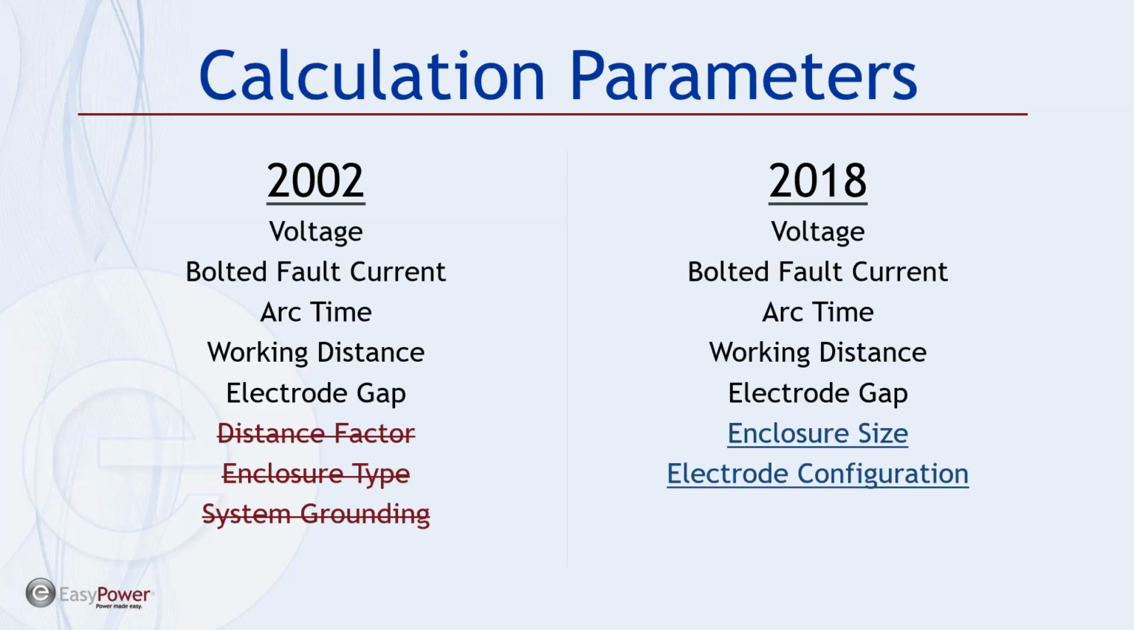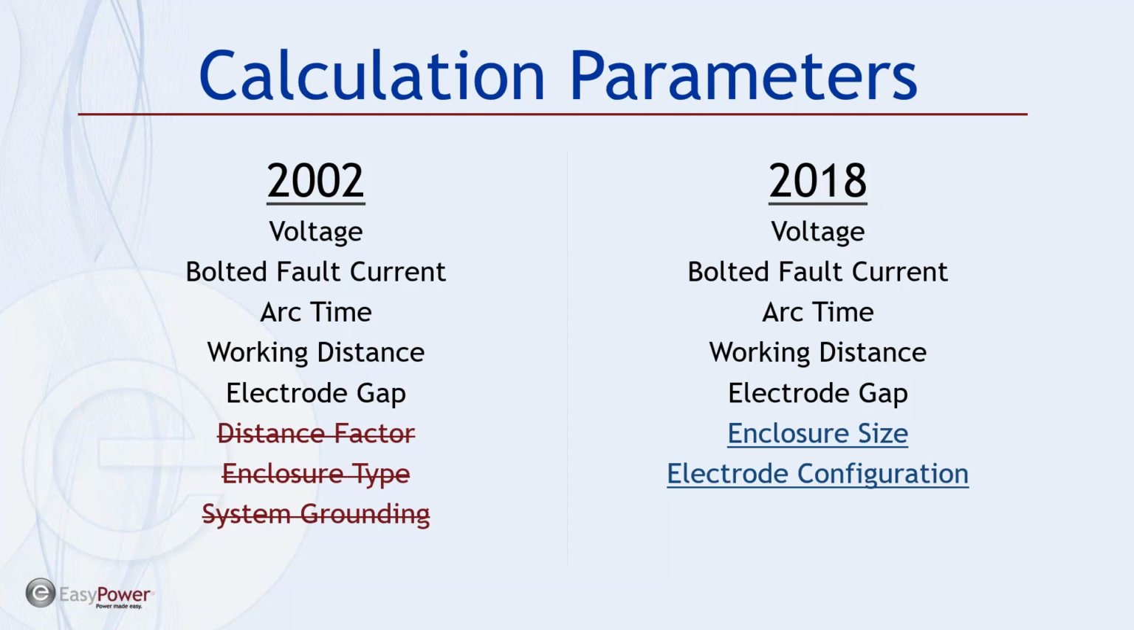The calculation parameters that were included in the 2002 standard included voltage, bolted fault current, and the arcing time, and then working distance, electrode gap, and then some fudge factors, for lack of a better term, that included distance factor, enclosure type, and system grounding.